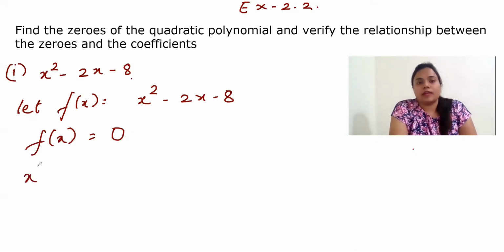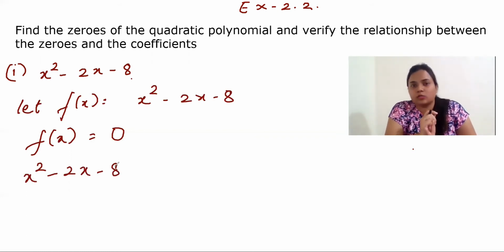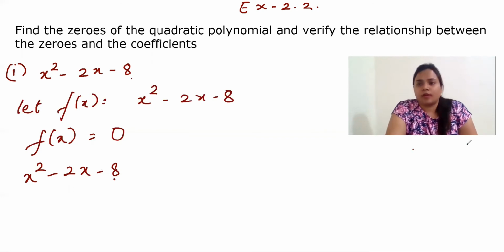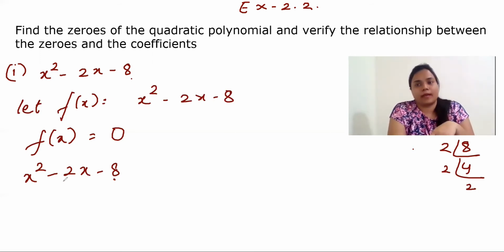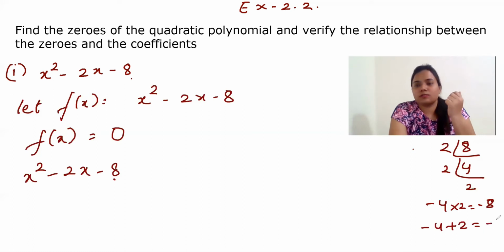How can we do that? We can find it using the middle term splitting, or if any identity is used, we can do that also. In this case, 8 is not the square of any number, so we will use middle term splitting. We have to factorize 8 first, and the prime factors of 8 are only 2. We have to get two numbers: when we multiply them, we should get minus 8, and when we add them, we should get minus 2. Minus 4 into 2 is minus 8, and minus 4 plus 2 is minus 2. We got it.